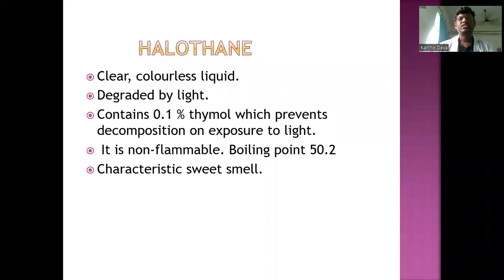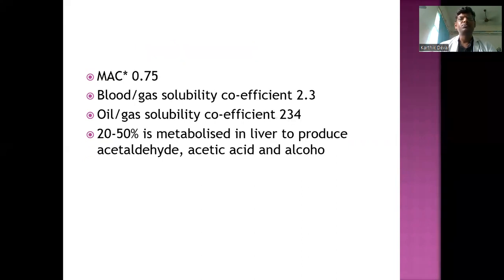Halothane is a clear, colorless liquid degraded by light; it contains 0.1% thymol, which prevents decomposition on exposure to light. It is non-flammable. Boiling point is 50.2. Characteristic is a sweet smell. MAC is 0.75. Blood gas solubility is 2.3. Oil gas solubility coefficient is 234.